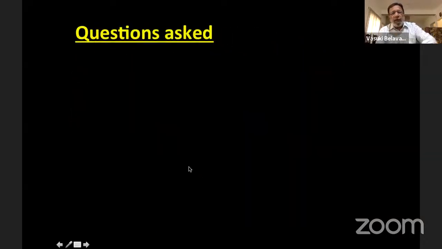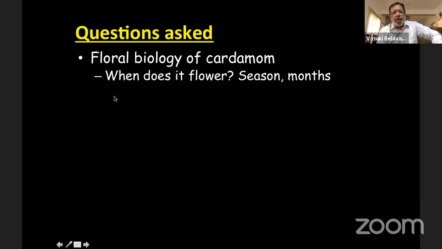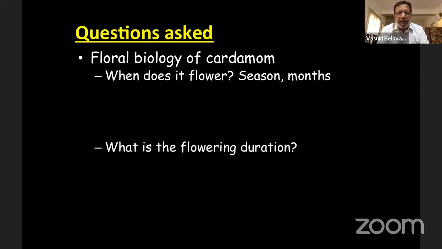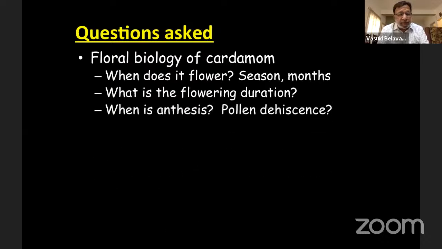Now, when you start working on the pollination biology of any crop, some of the questions that one should ask are about the floral biology of cardamom. So what is the floral biology of cardamom? When does it flower? What is the season of flowering? What are the months in which the flowering occurs? Then what is the flowering duration? Supposing it starts in the month of April or May, how long does it continue? How many months do you have the cardamom flowers? Because that is important for the activity of bees also.